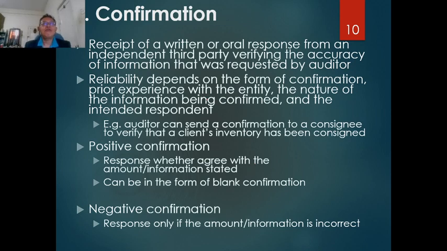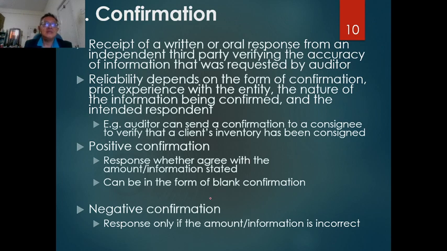The next is confirmation. Confirmation is the receipt of a written or oral response from an independent third party. Here the auditor will ask a third party, for example, if they want to confirm the value of the accounts receivable of a particular, we call debtors, the auditor will have to contact the debtors and ask them to reconfirm the amount owed by the debtors. Now, this can be done through letters and so on.